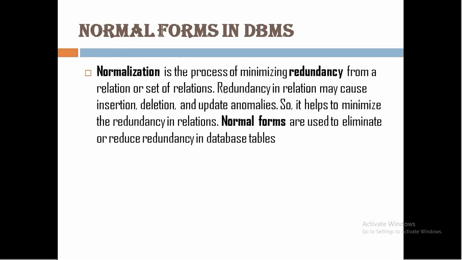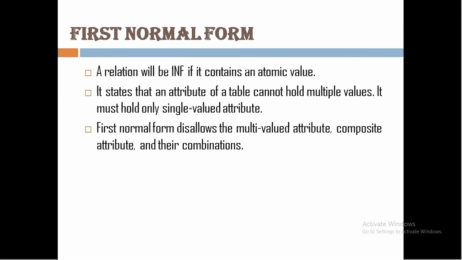Anomalies refers to the undesirable result because of modification of data. Anomalies can be eliminated by changing the structure of the relation. Normal forms are used to eliminate or reduce redundancy in database tables. There are mainly three types of anomalies in our database: insertion, deletion and updation anomalies. And what are the problems arising out of bad database design?